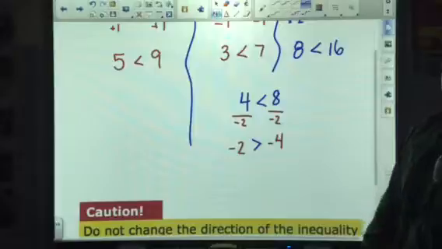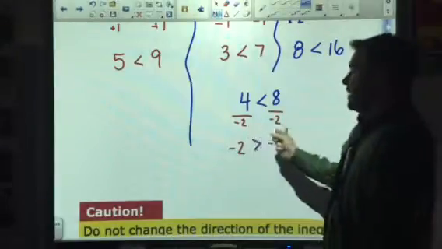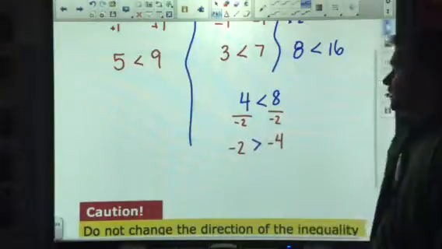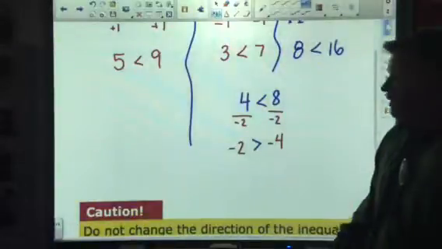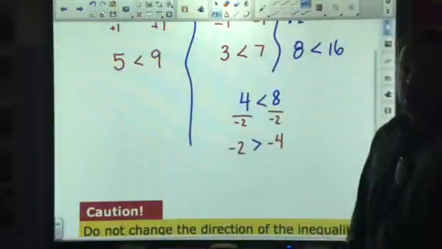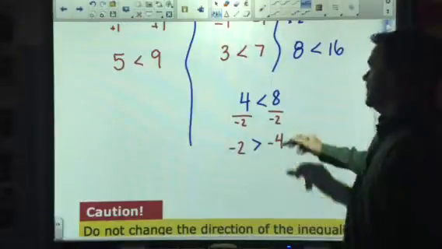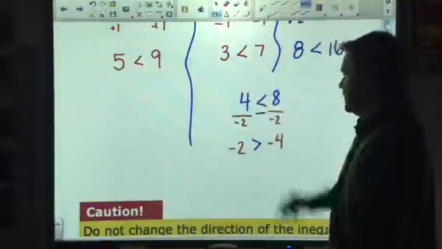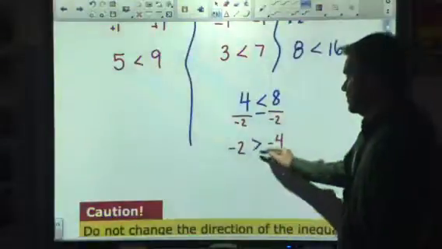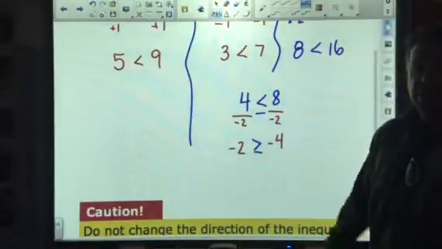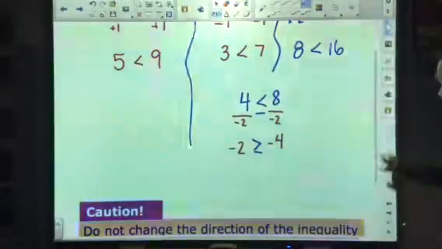So here's the basic rule. If you divide or multiply both sides by a negative number, you must flip your inequality. And then one more addition to that. If this was a less than or equal to, it just gets flipped to a greater than or equal to. The equals obviously is not going to flip.